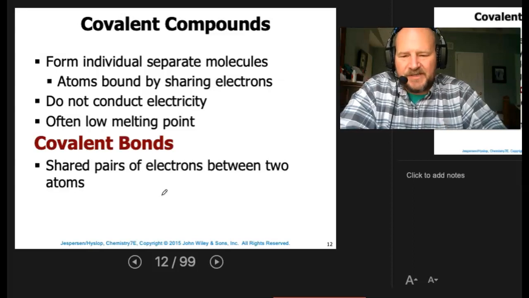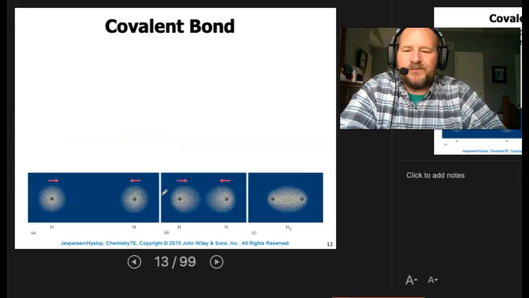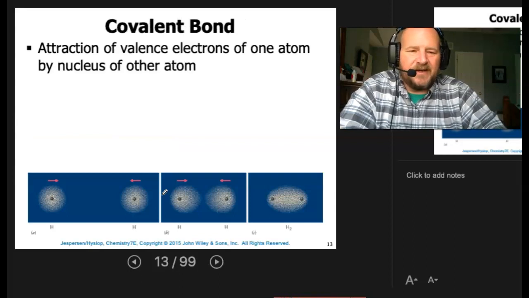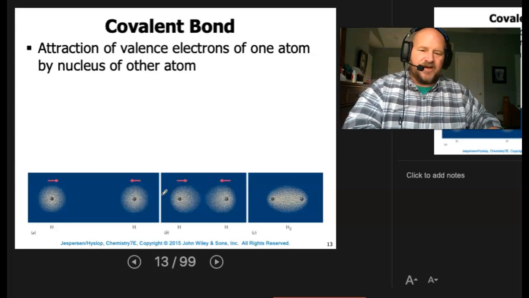For covalent bonds, we're going to share a pair of electrons between the atoms. So 2 hydrogen atoms will come together, and of course, a simple question would be why? Why do 2 hydrogens form the diatomic H2? So we know this is a covalent bond. That doesn't mean there's no attraction here, right? This is still based on attractive forces.